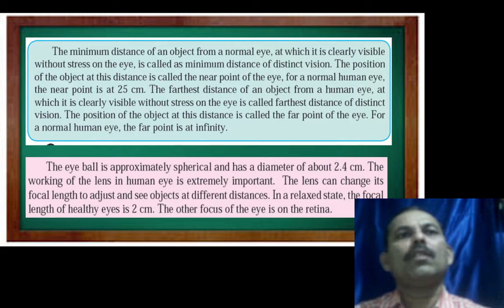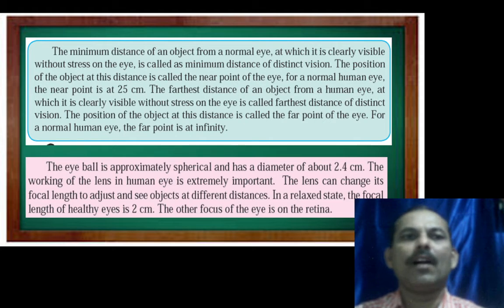The eyeball is approximately spherical and has a diameter of about 2.4 centimeter. The working of the lens in the human eye is extremely important. The lens can change its focal length to adjust and see objects at different distances. In a relaxed state, the focal length of a healthy eye is 2 centimeter. The other focus of the eye is on the retina.